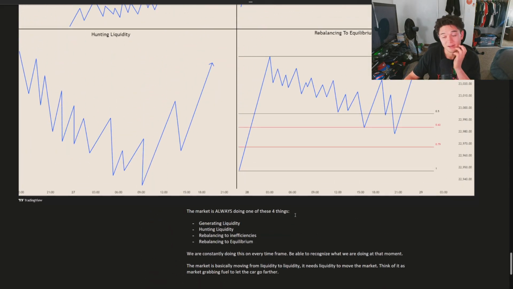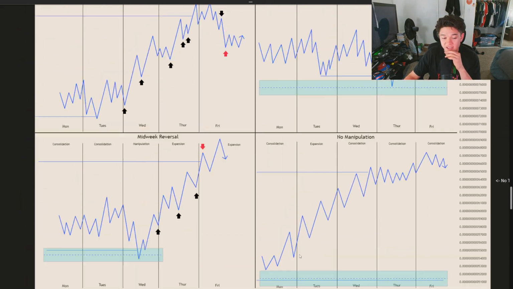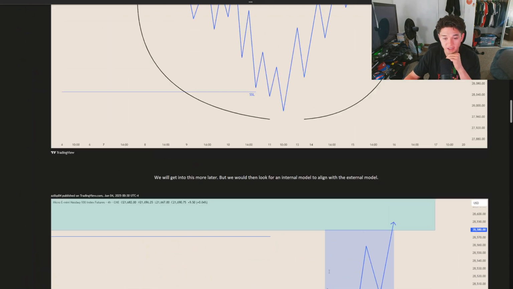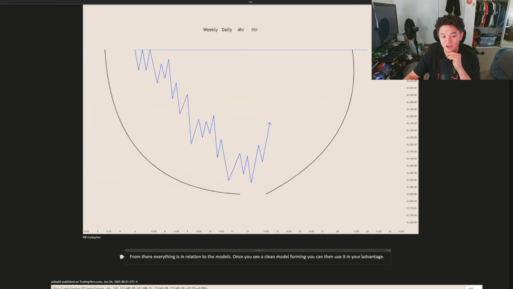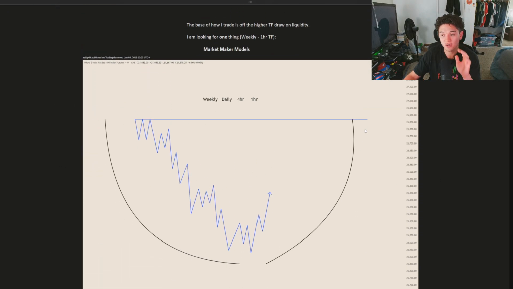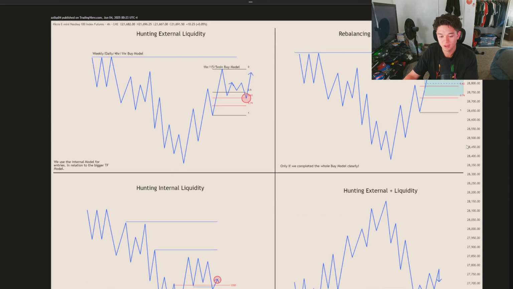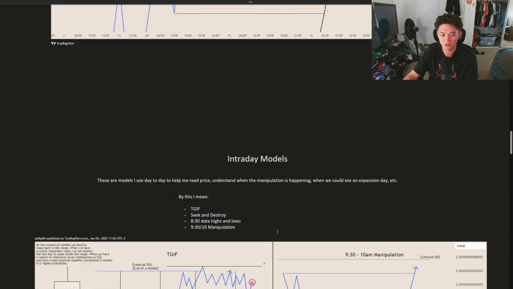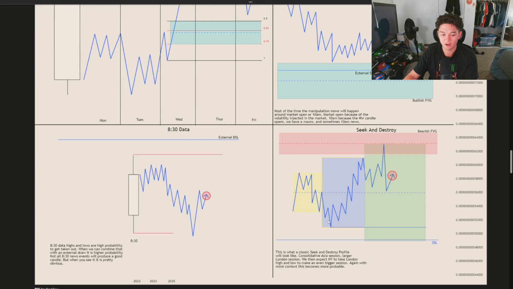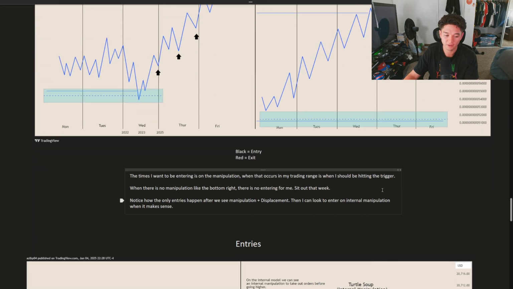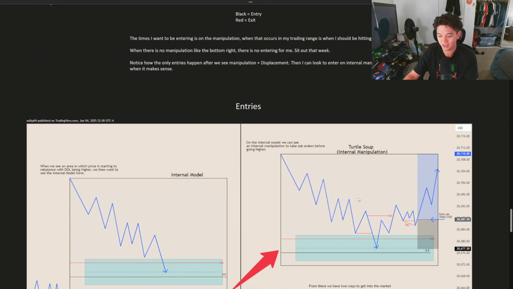So, that is all for how I trade. This is the whole system of how I trade. It's not that complicated. We're literally just looking for a higher time frame draw on liquidity, which is aligning with a market maker model. And then we're just looking to align intraday models, weekly profiles, and entries. Like, it's really not that hard. It's just going to take more practice.